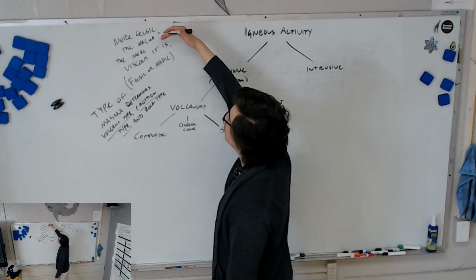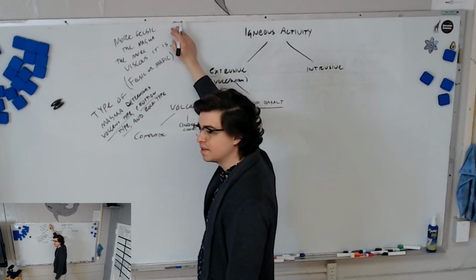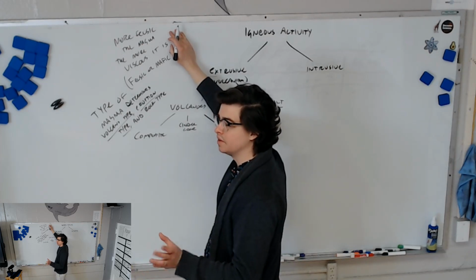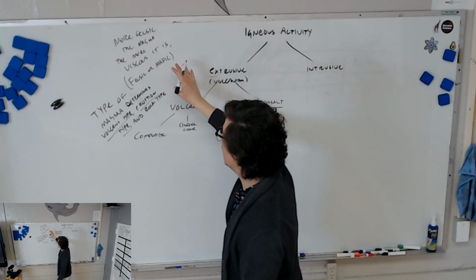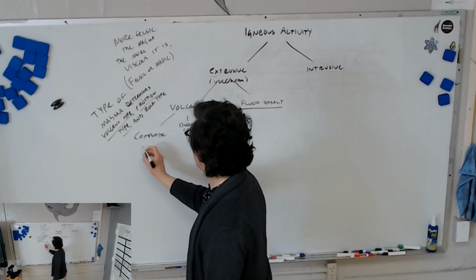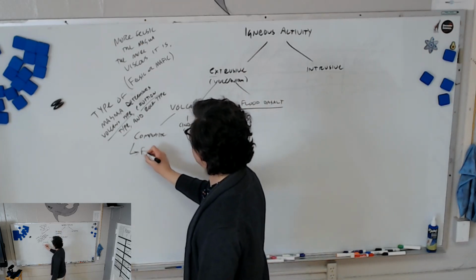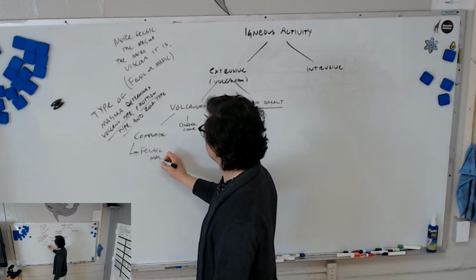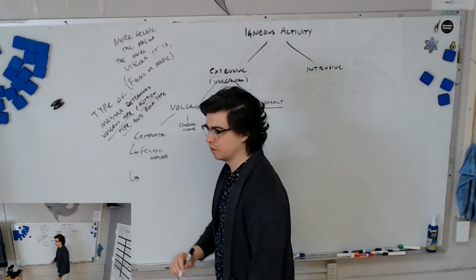But yeah, the more felsic the magma is, the more viscous it is. So the thicker the magma is, the more silica there is in there. And because of this, the composite volcano forms from felsic magma. And it's usually associated with what eruption type then?